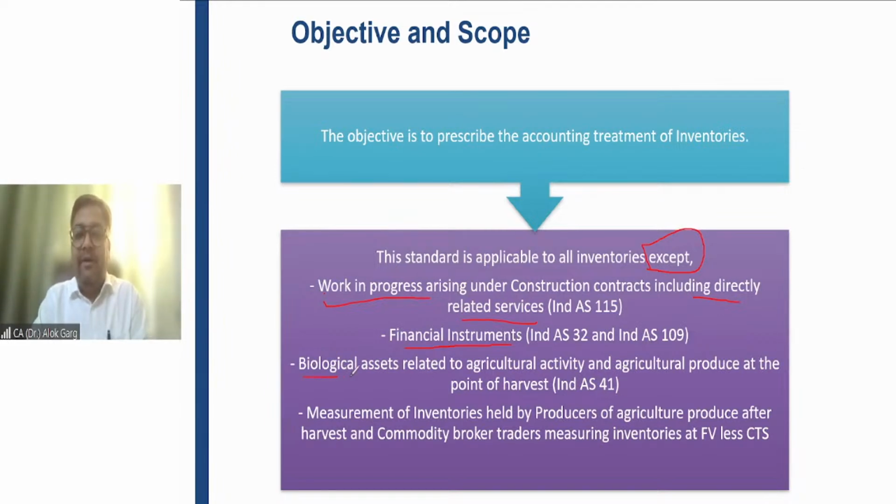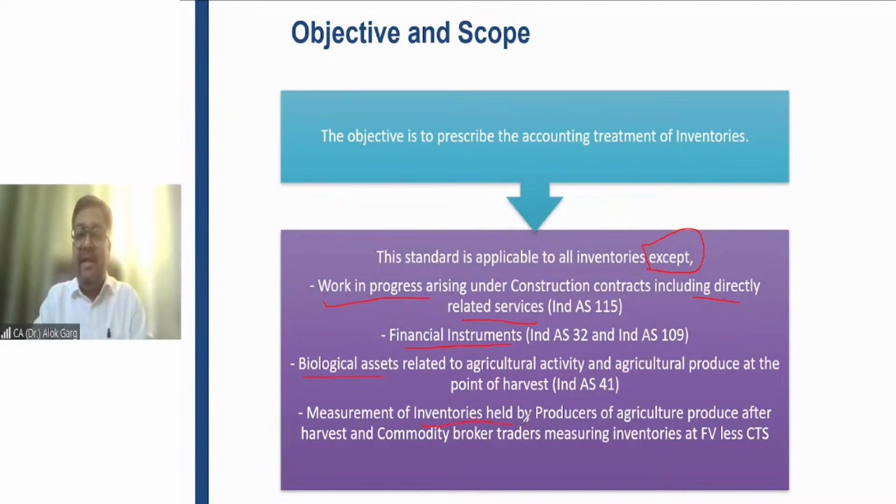For example, if a company is dealing or trading in shares, what are shares? Shares are financial instruments. So this is outside the scope of Ind AS 2. Third, biological assets related to agricultural activity and agriculture produce at the point of harvest. Ind AS 41 deals with biological assets. For example, if the company is dealing in cows, buffaloes, plants and animals, these are biological assets, and they are outside the scope of Ind AS 2, because these biological assets are measured and accounted for in accordance with Ind AS 41.